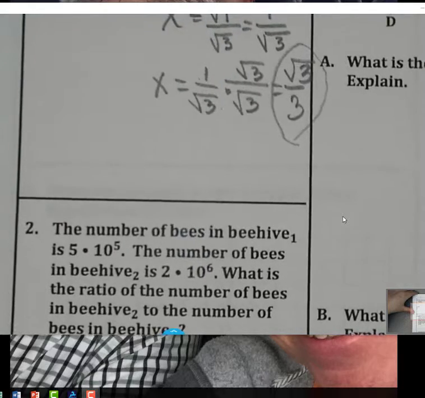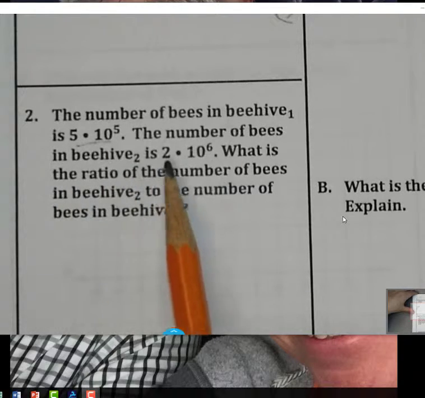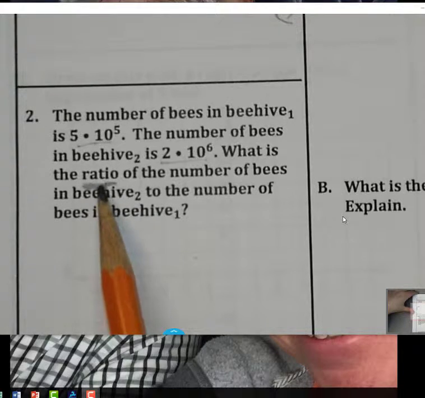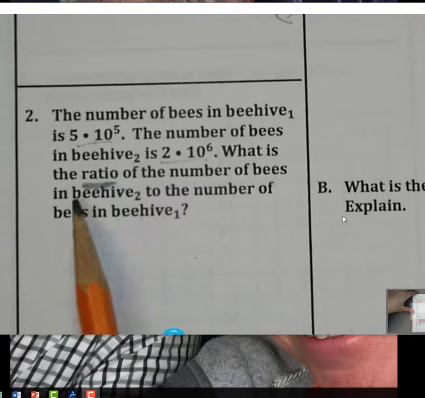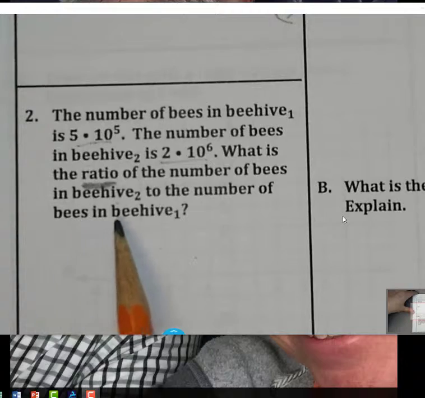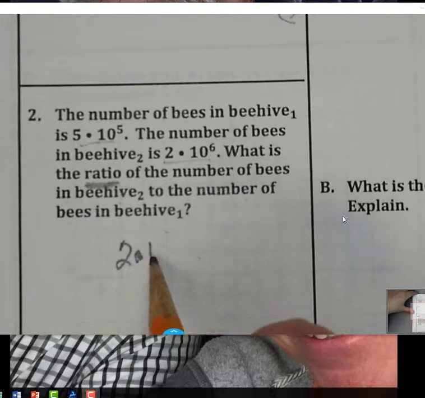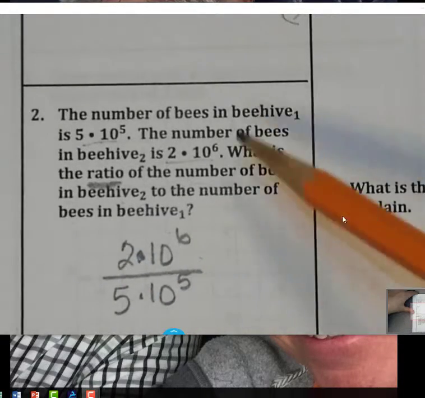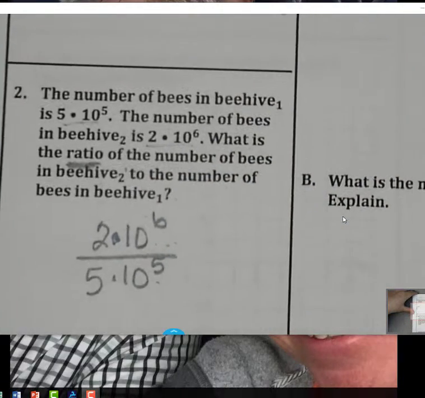Number 2, the number of bees in beehive 1 is this many. The number of bees in beehive 2 is this many. What is the ratio? Ratio is like rational number. It means it can be written as a fraction. What's the ratio of the number of bees in beehive 2 to the number of bees in beehive 1? So we're going to have beehive 2 over beehive 1, and I have just now written the ratio of beehive 2 to beehive 1. This is the ratio, and then I'm to simplify this.